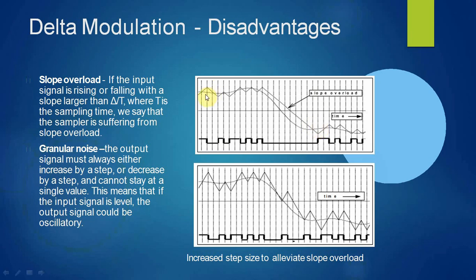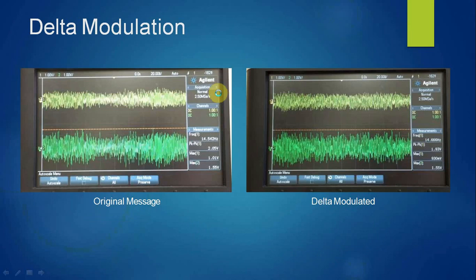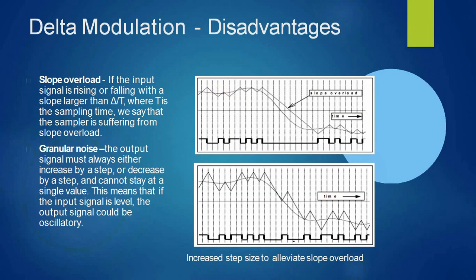Whatever the output of the information and the output of the sampler, the output of the sampler would not be able to follow the information bearing signal, and due to that there is a difference, which is called the slope overload. Here the information would not be able to follow the information bearing signal. Then the output signal must always either increase the step size or decrease the step size.